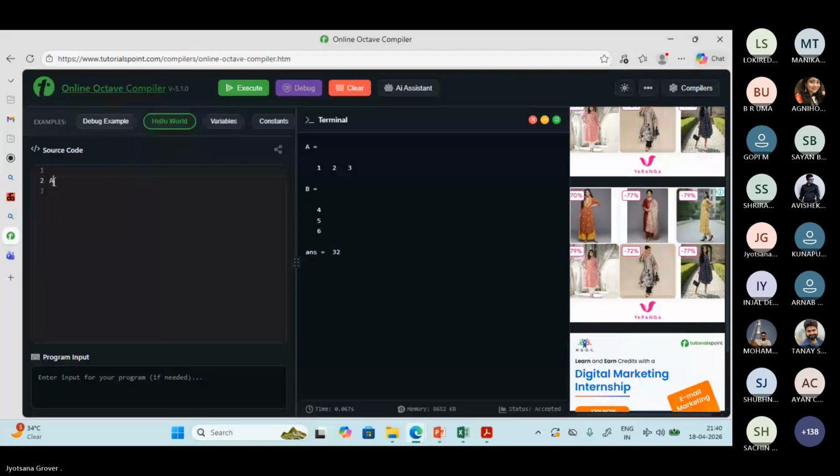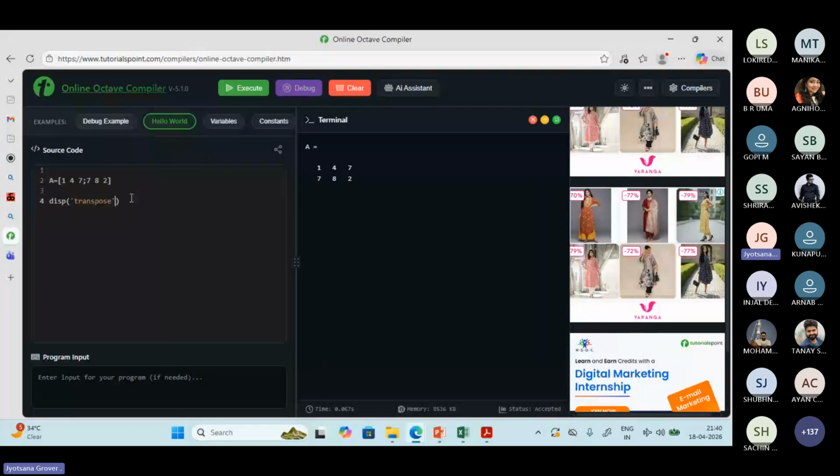Okay. Suppose A is 1, 4, 7, 7, 8, 2. So, transposition. So this is A. Okay, I'll show you A. A is this. Now if you take A transpose, transpose or transposition, whatever you can say.